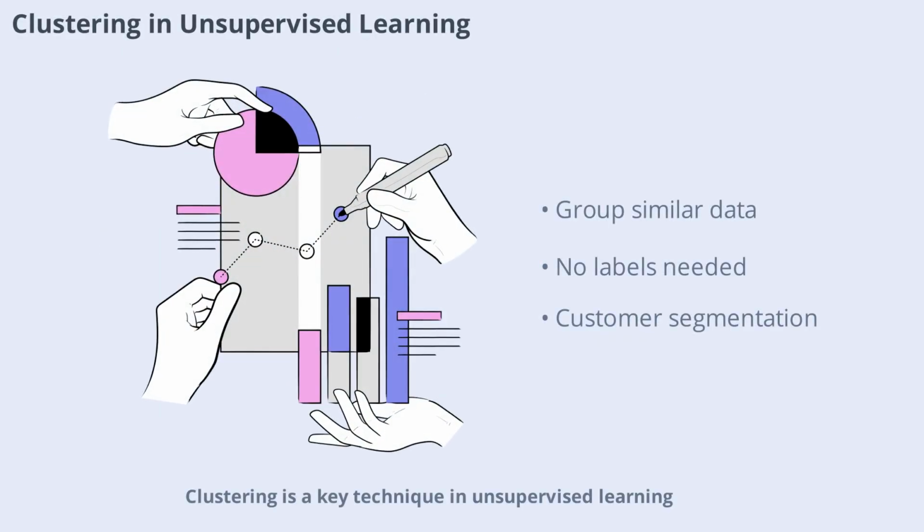Clustering is a key technique in unsupervised learning. The model groups similar data points together based on their features without any prior labels. This is useful for customer segmentation, organizing large datasets, or discovering natural groupings in data. Clustering helps make sense of complex information by highlighting similarities and differences.